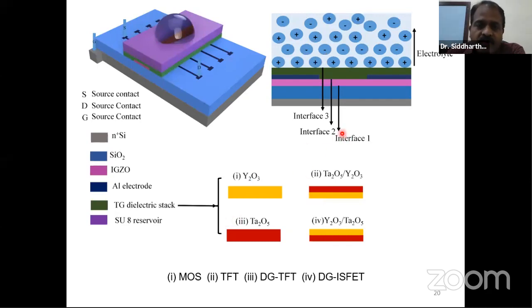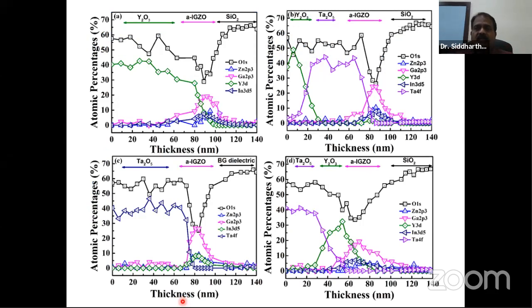Then we made devices, not only DG FETs, but also a MOS structure, a TFT, and a dual gate TFT. For all these 4 structures, we made 4 devices, which helped us get a fundamental understanding of what is happening at the interface and what factors play a role in the sensitivity. Then again, we conducted both material characterization as well as electrical characterization.